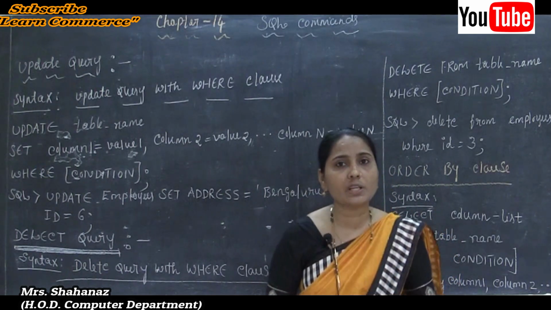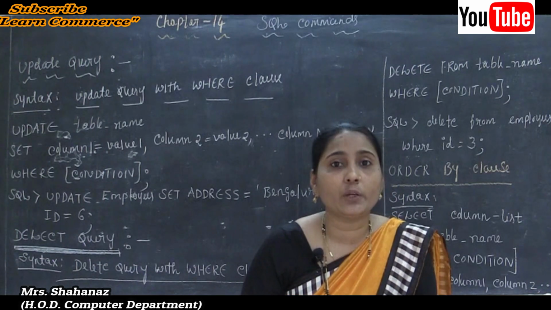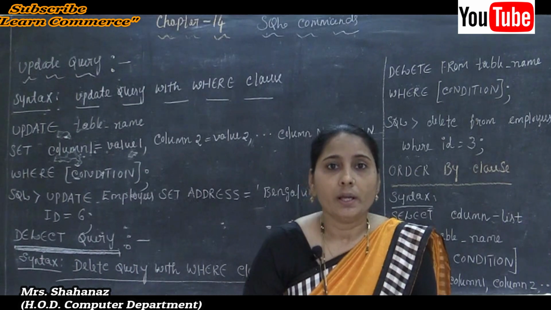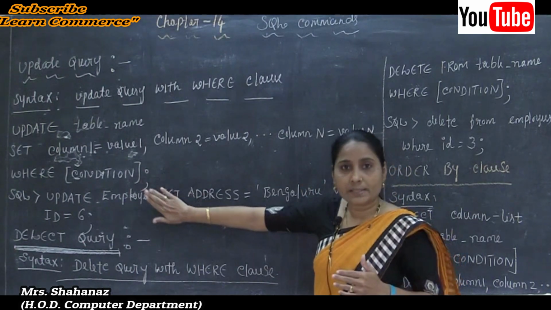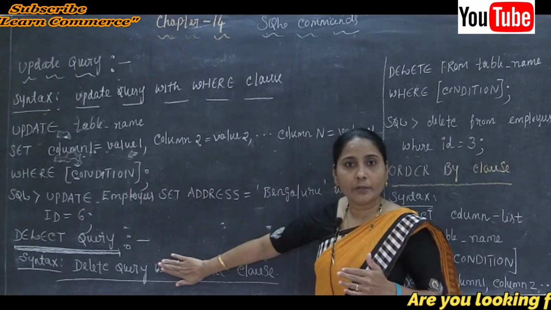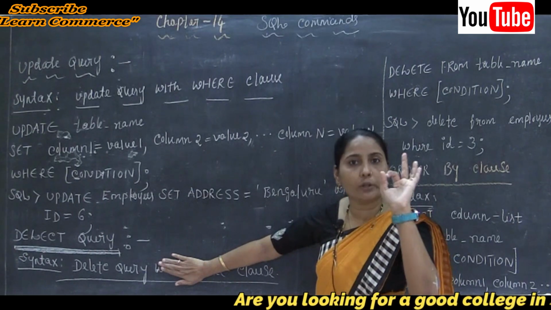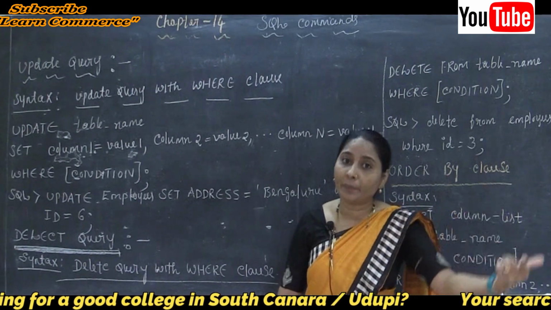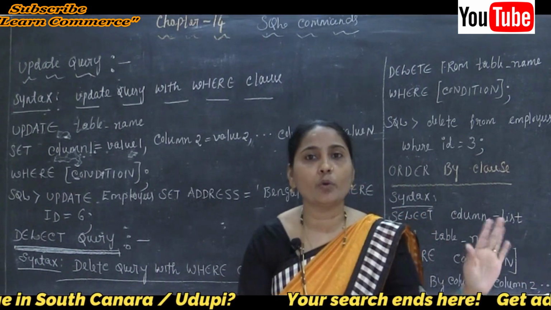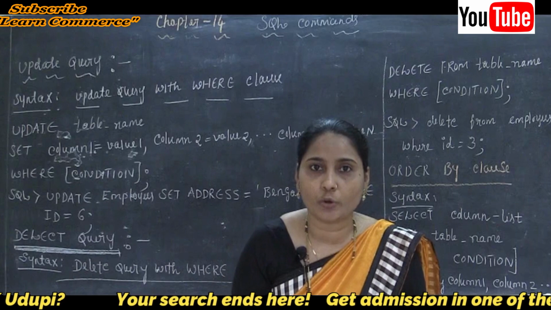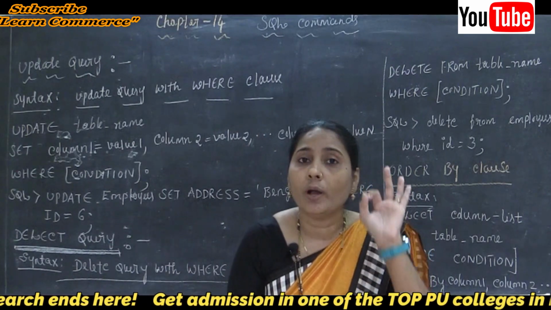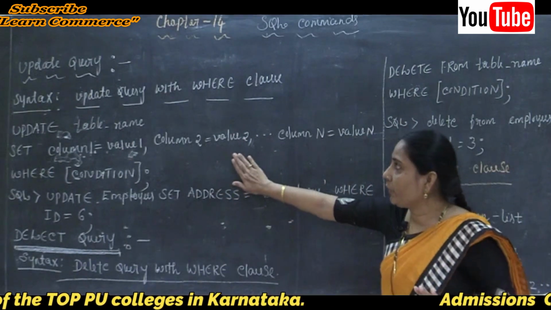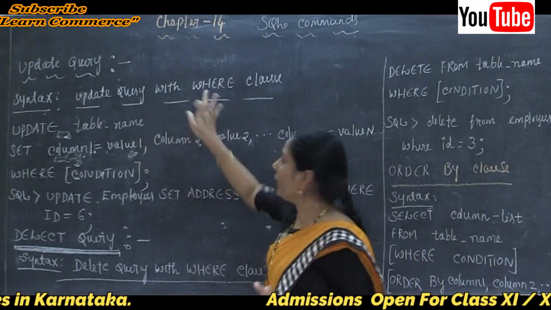You can use the where clause with the update query to update only the selected rows. If you are using the syntax with the where clause, it is going to update only a particular record. But if you are not using the where clause with the update query, then all the rows would be affected. That means it is going to make the changes in every record. So this is the important note about the update query with the where clause.